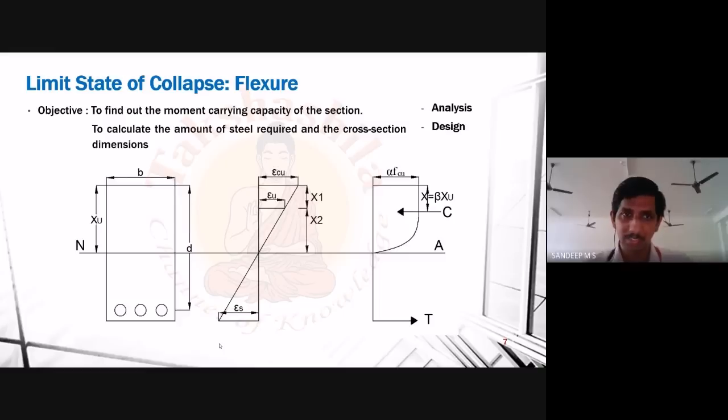Yes, sir. So these things are the very basics on which the limit state of collapse under flexure is developed. That is the reason why I am stressing more here. Okay, so please try to understand the concept from here.